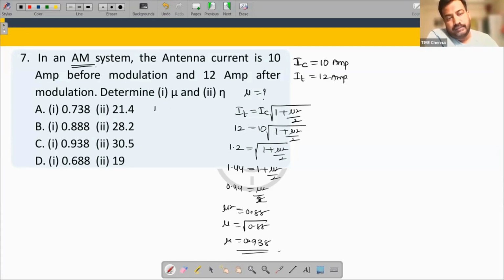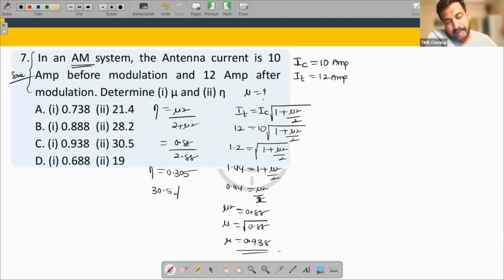Now, eta. Input is not mentioned, so by default it is sinusoidal input. Mu square by 2 plus mu square, 0.88 by 2.88, that's 0.305. 30.5%. Option C is the answer.